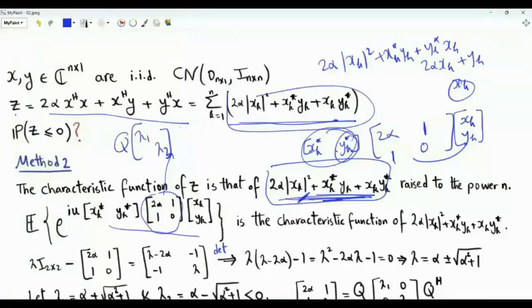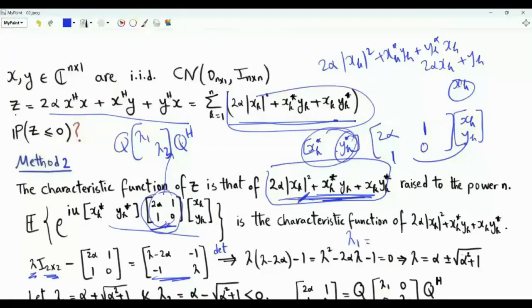We have lambda 1 and lambda 2, and then we have Q Hermitian. That's the inverse of Q, because Q is unitary, so its inverse is its Hermitian. The next step is just to do eigen decomposition of this matrix. What are the eigenvalues? We take lambda times identity of size 2 by 2 minus this matrix. Now we compute the determinant. In other words, we obtain the characteristic equation, equate to 0, and we get that the eigenvalues of this matrix are alpha plus or minus the square root of alpha squared plus 1.